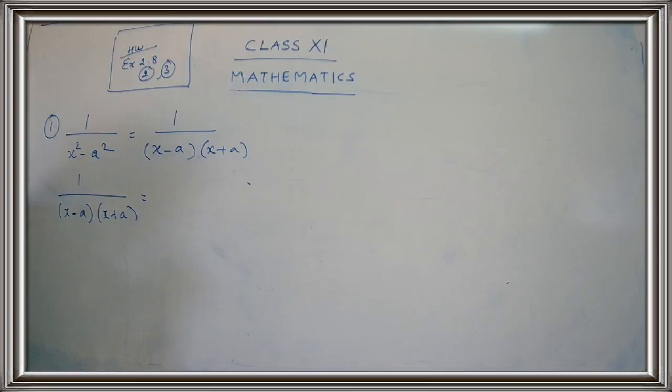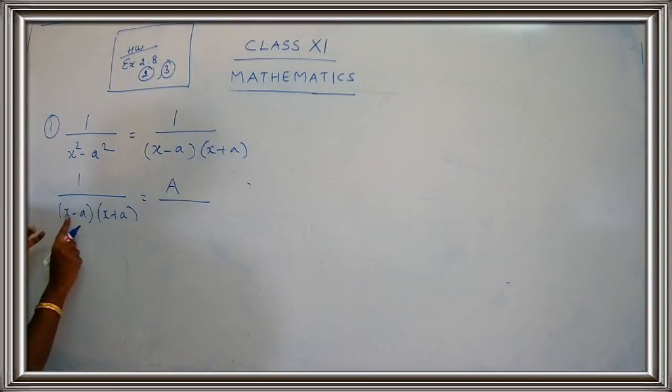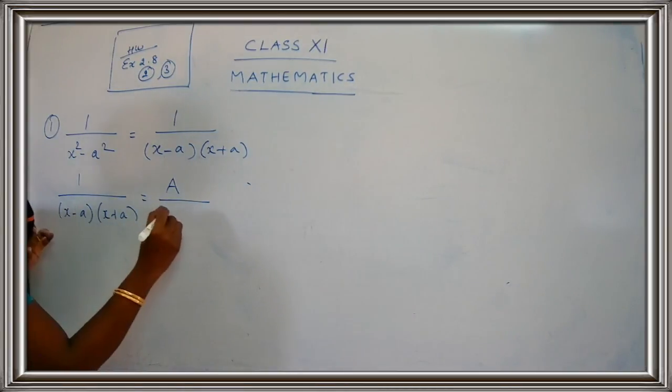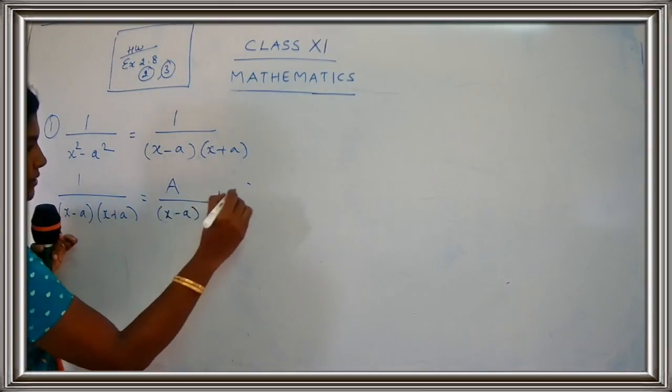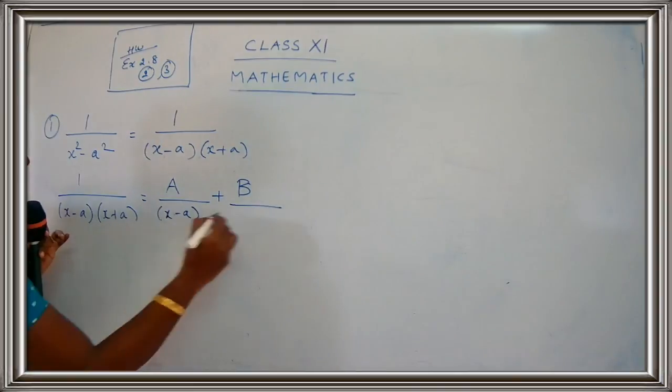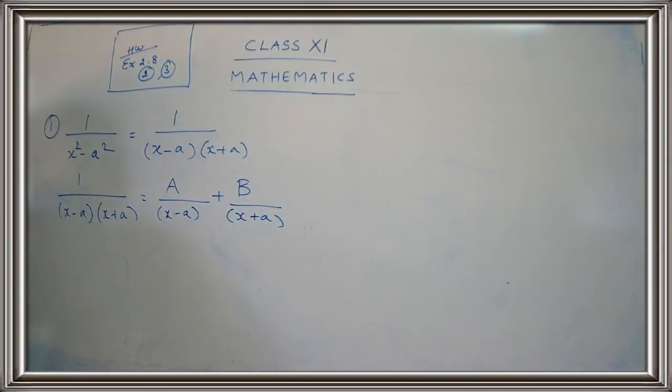The question is, you are going to resolve into partial fractions. So we are going to break it. So this is given as A upon, because here how many factors are there? 2. So that means I have to get 2 fractions. We are going to find out 2 unknown values. So this is A upon x minus a plus B upon x plus a. Are you getting the point, children? I hope you are clear. See, I am just splitting this, that's all. I am not doing any other changes.